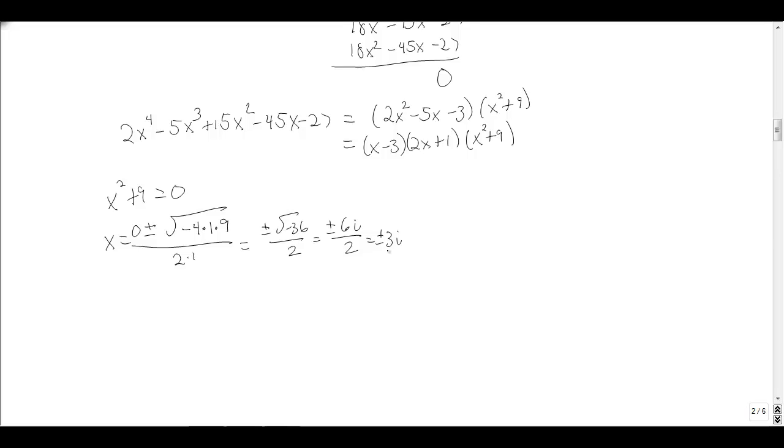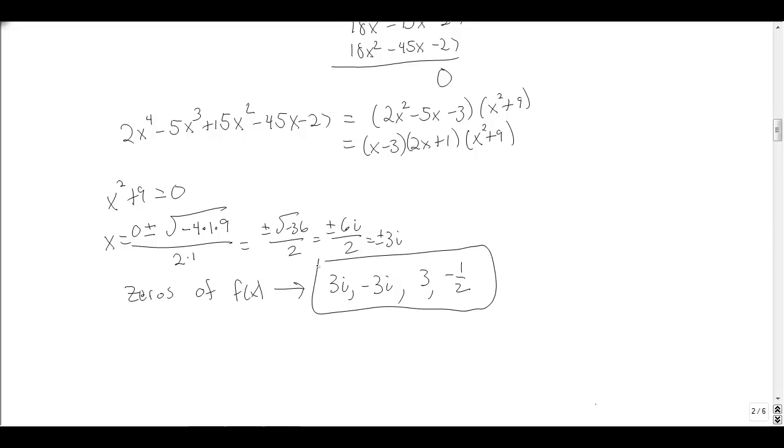And so your roots, we're calling them zeros. They are roots, really. But your zeros of your original f of x, you got plus, well, let's just write it as 3i. Got negative 3i. And then we had our 3 and negative 1/2 from before. So you got 4 distinct roots. Okay. Like I said, x squared plus 9 equals 0.